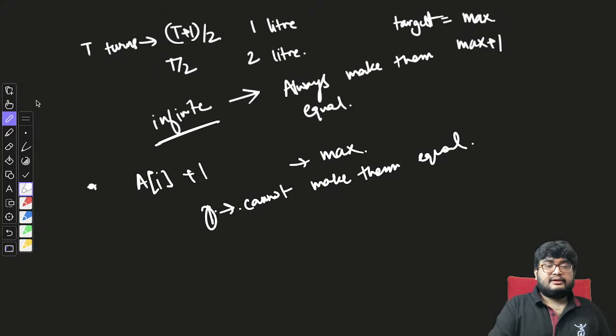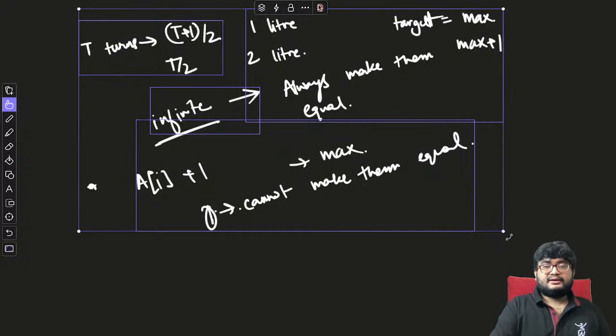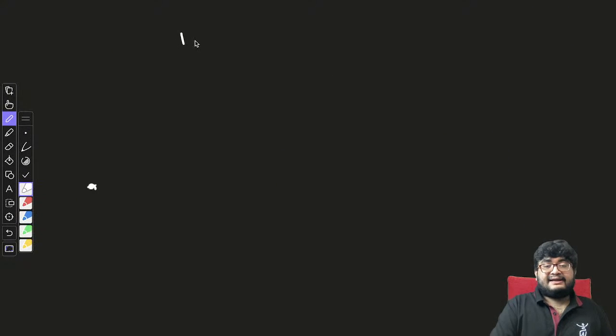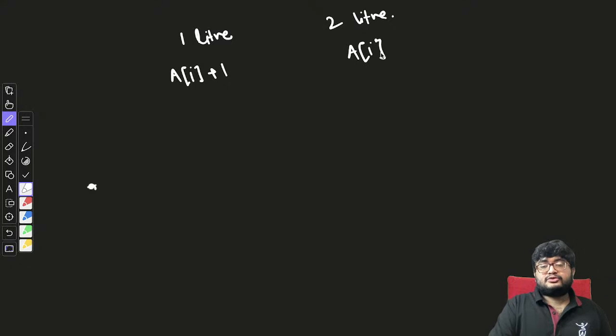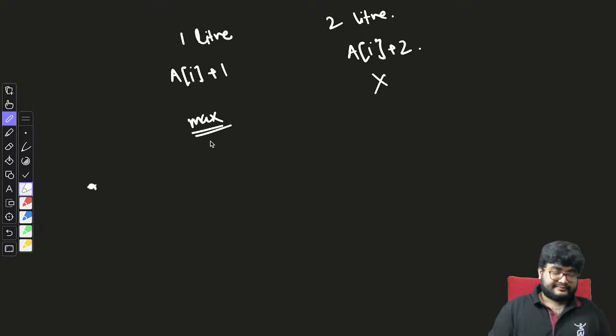How equal? How will you make them equal? So you have 1 liter and 2 liter. Instead of 1 liter, 2 liter, just think about them as a of i. You choose an index and you do a of i plus 1, and you choose an index and you do a of i plus 2. So just discard all the plus 2's. You can always do a of i plus 1, a of i plus 1 like that, and you can make each of the elements equal to the max element, right?